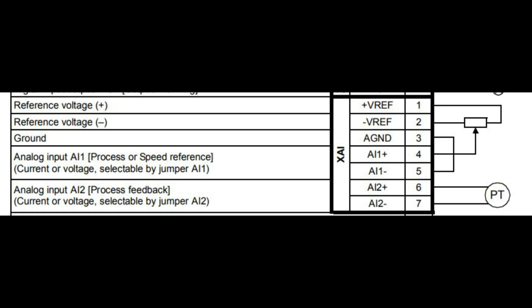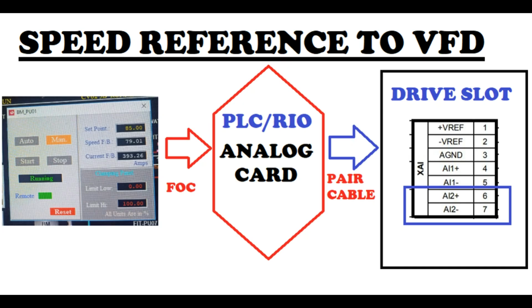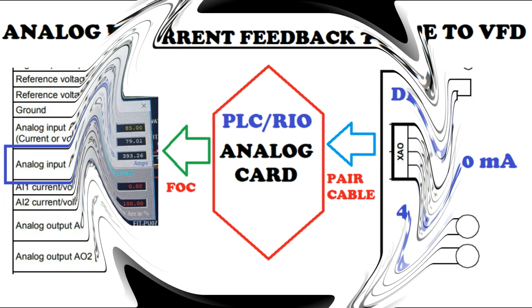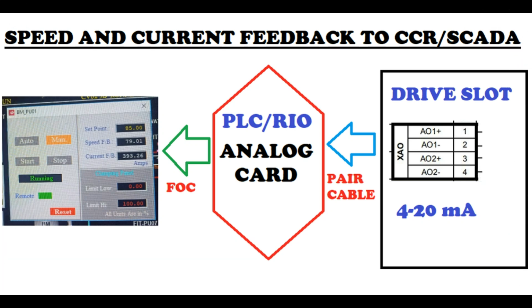So here we can see these are the reference points at what reference the drive should run actually, and basically we deal with analog input, that is 4 to 20 milliamps, and this 4 to 20 milliamps comes from the analog input card that is available in the RIO panel or PLC, and it will go to the drive with the help of a pair cable, and it will be assigned to AI1 or AI2 as per design. The reverse process is for speed and current feedback to SCADA.